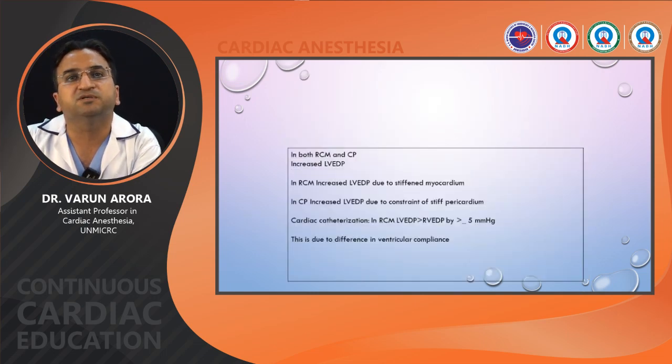In both restrictive cardiomyopathy and constrictive pericarditis, there is an increase in the left ventricular end-diastolic pressure. In restrictive cardiomyopathy, it is due to the stiffened myocardium, and in constrictive pericarditis, it is due to the constraint of the stiff pericardium. On cardiac catheterization, in restrictive cardiomyopathy, LV-EDP is more than RV-EDP by greater than or equal to 5 mm Hg. This is due to the difference in ventricular compliance.